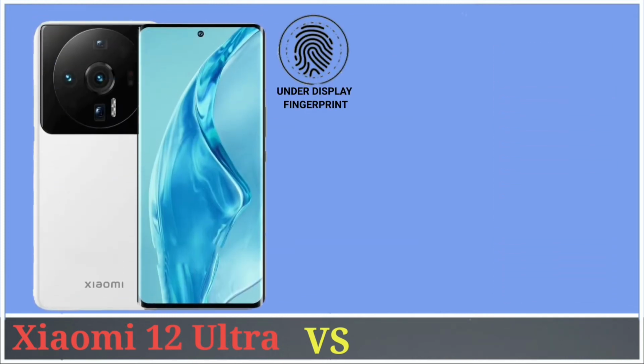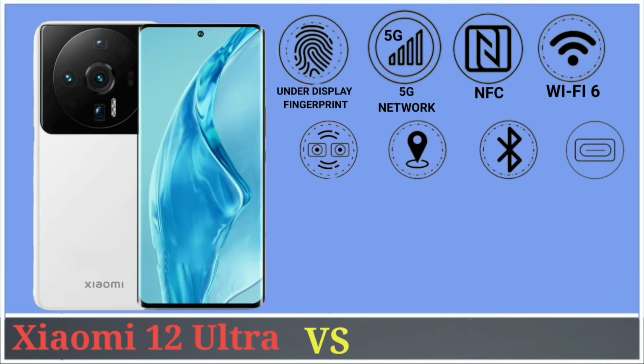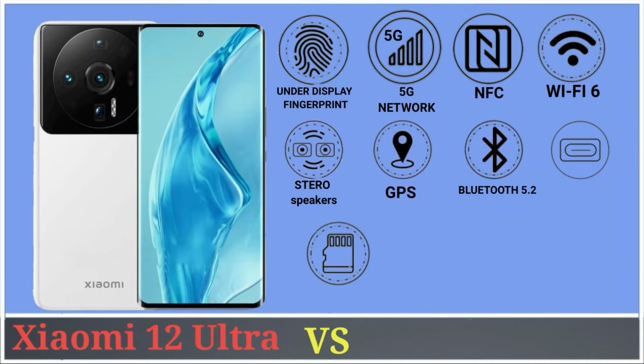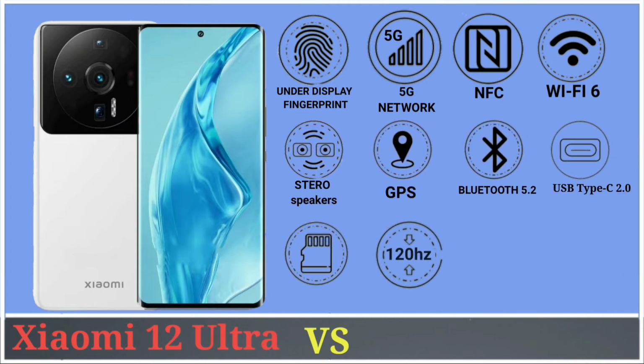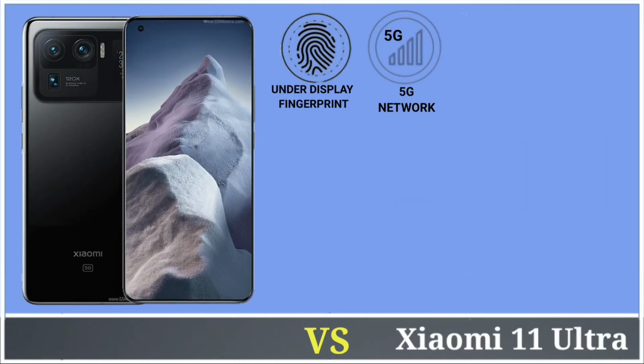Let's talk about both phones' connectivity. I start with Xiaomi 12 Ultra. It has an under display fingerprint. It supports 5G network, NFC, Wi-Fi 6, stereo speaker, GPS, Bluetooth 5.2, USB Type C, UFS 3.1 and 120Hz high refresh rate.